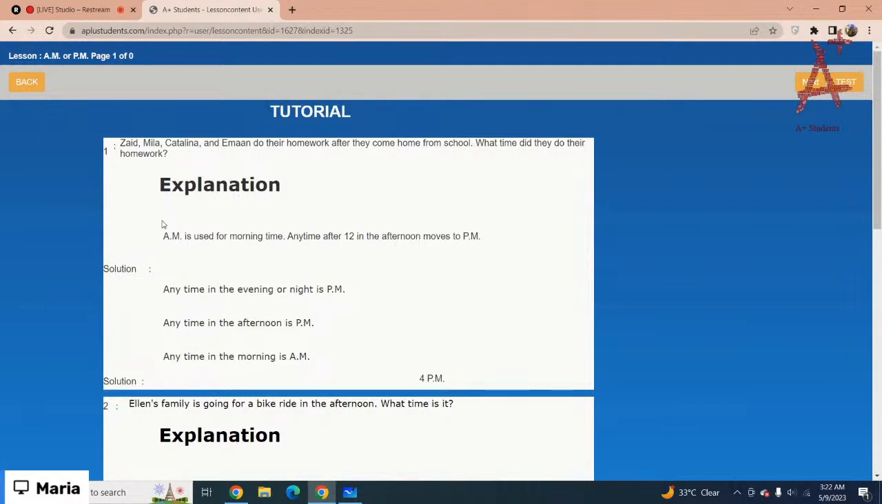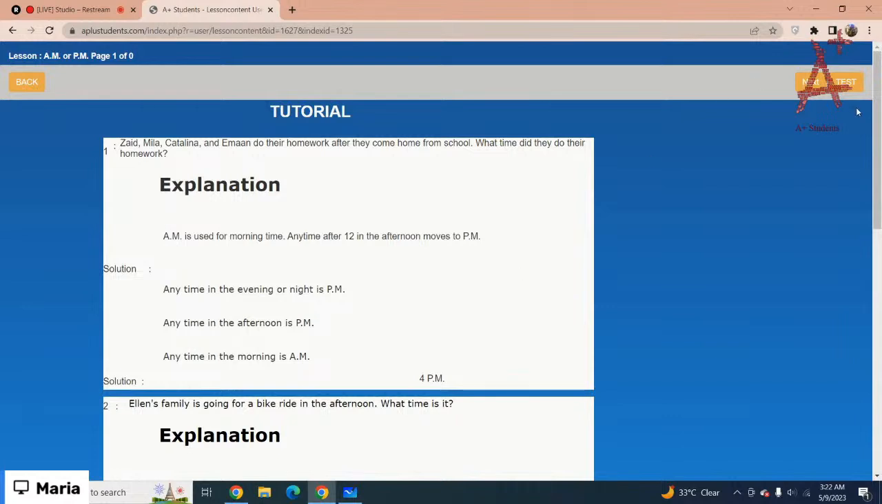Zad, Mila, Catalina and Iman do their homework after they come home from the school. What time did they do their homework? Whenever after their school, got it? That means they usually come back from the school after the afternoon. So after the afternoon time would be in PM. So you can say it would be 4 p.m. Got it?